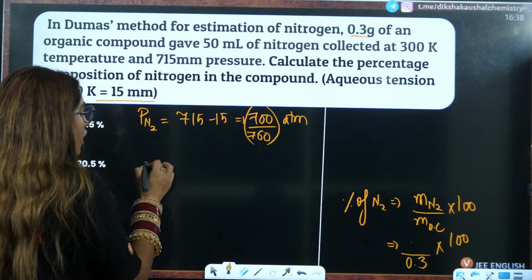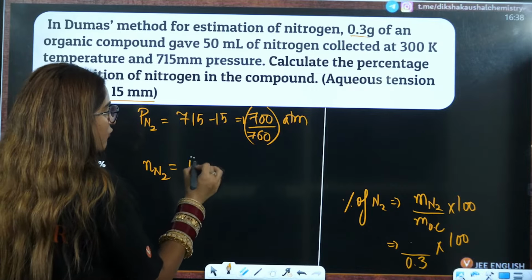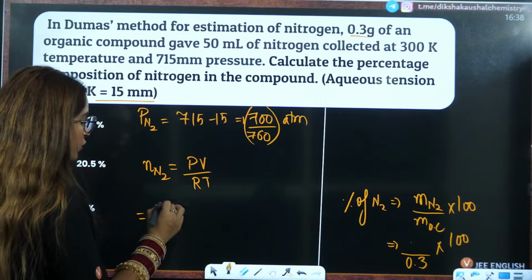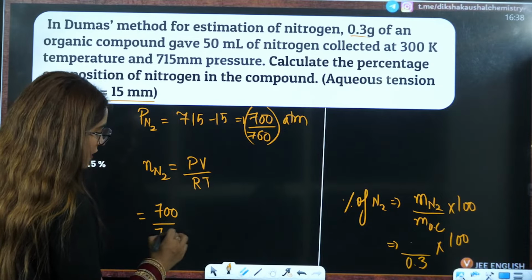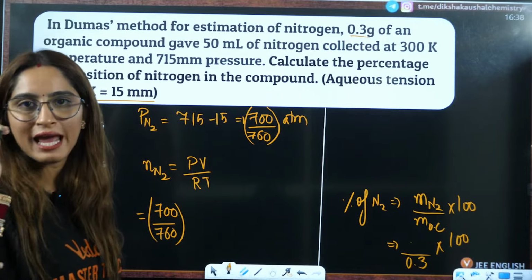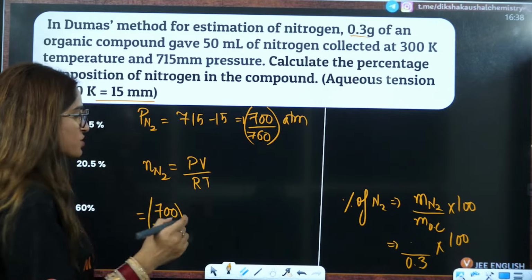Second, we know that number of moles of nitrogen is equal to PV divided by RT. So pressure is given to you, that is 700 divided by 760. The same steps we are following in every single shift for these kinds of questions. They are only changing the values here, right?